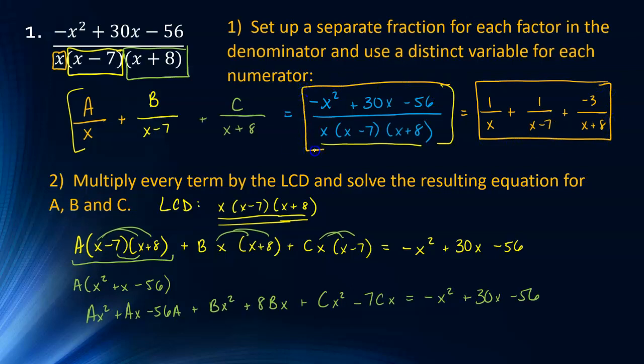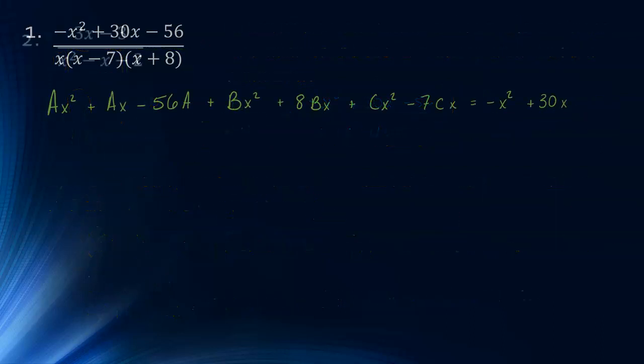So these two equal each other. So if we were given 1 over x plus 1 over x minus 7 plus negative 3 over x plus 8 and used a least common denominator to simplify it as a single fraction, we would get what we had there in blue. All right, so remember the process. Look at that slide. Look over your notes. Pause it if you need to. Let's do one more together.